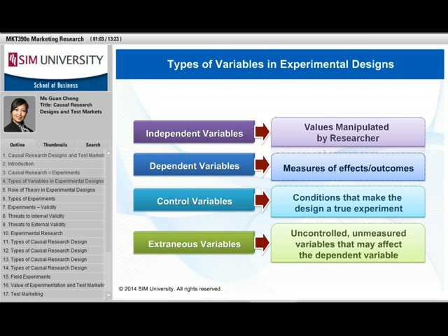There are four generic types of variables in experimental designs: independent variable, dependent variable, control variables, and extraneous variables. Independent variables are values that are manipulated by the researcher, while dependent variables are measures of effects or outcomes. Control variables are conditions that make the design a true experiment, and extraneous variables are uncontrolled, unmeasured variables that may affect the dependent variable.